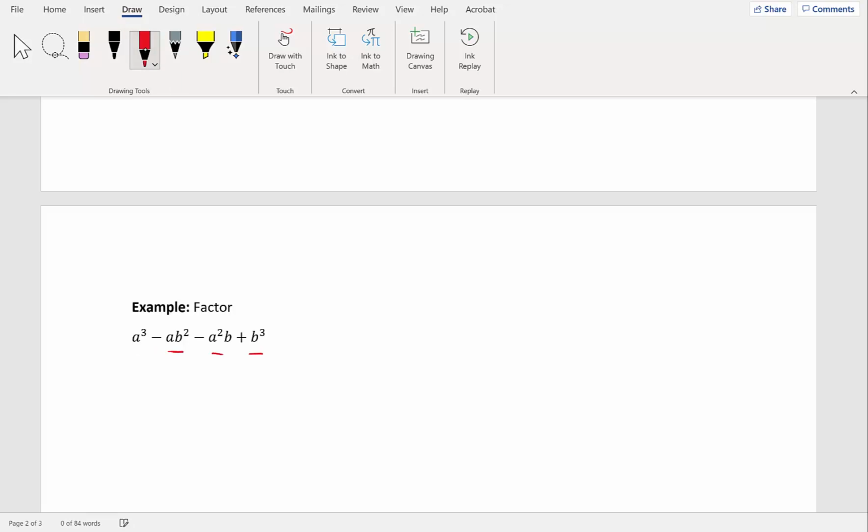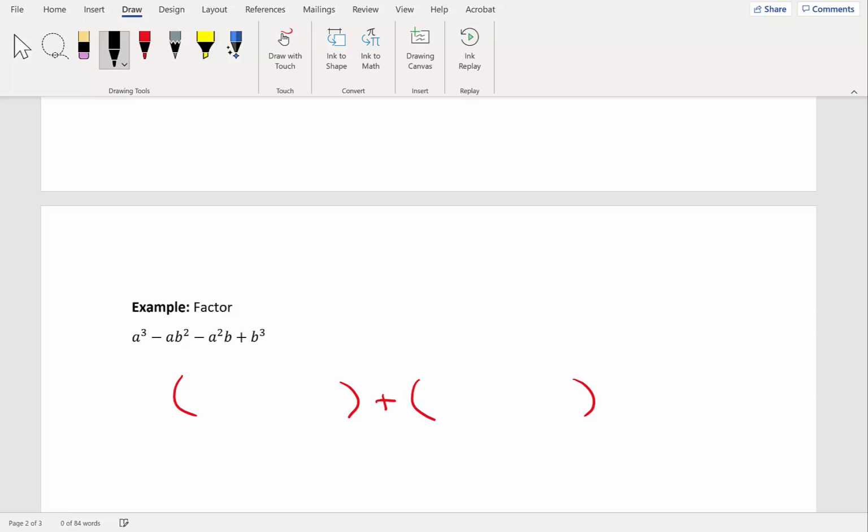Then I notice all 3 of these have a b, but this first term doesn't. So b is not a common factor. So in this case, for this polynomial, there is no GCF. So what we're going to do is go ahead and factor this out by grouping. So we're going to group the first 2 terms, put a plus, and then group the last 2 terms.